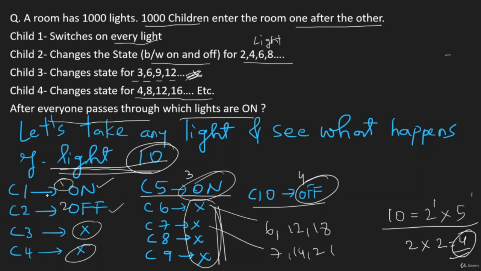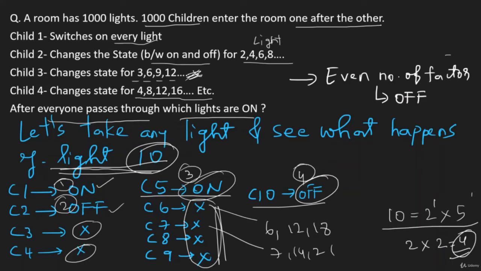The first time it's made on, the second time it's made off, the third time it's made on, and the fourth time it's made off. Therefore we can summarize that if any number has an even number of factors, it will end up off, right?